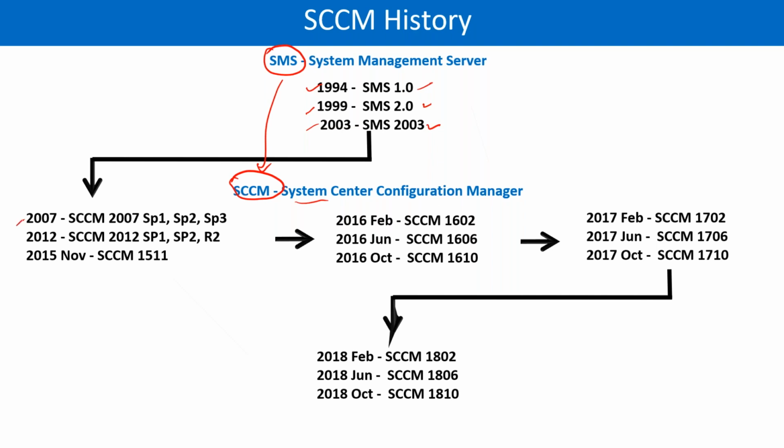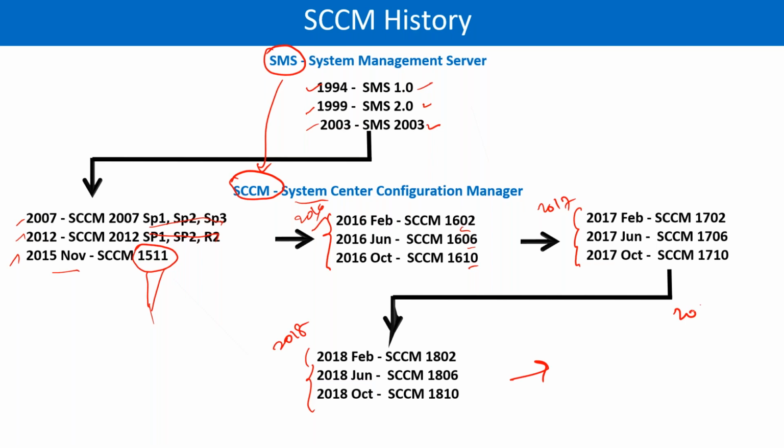And then Microsoft released SCCM 2007, SCCM 2012, and then SCCM 2015. And they have stopped these naming conventions like SP1, SP2, SP3. They are now going with year and month. So 15 is the year, and month 11. So 2015 November. Similarly, these three versions released in the year 2016. Okay, 1602, 1606, 1610. These three versions released in the year 2017. These are released in the year 2018.